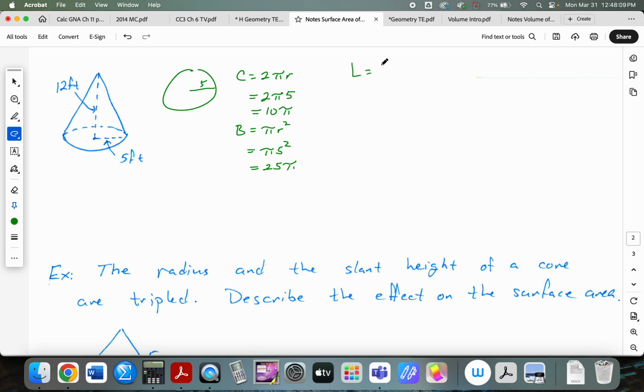So the lateral area is 1/2 of the circumference. We still want to go all the way around, times the slant height, because we're not going straight up while we're painting the sides. And this is the first time we've had to do something other than just fill things in, because we don't have the slant height yet. But those two meet at a right angle, so what is the slant height going to be? 13. So that's 1/2 of 10 pi times 13 is 65 pi square feet.